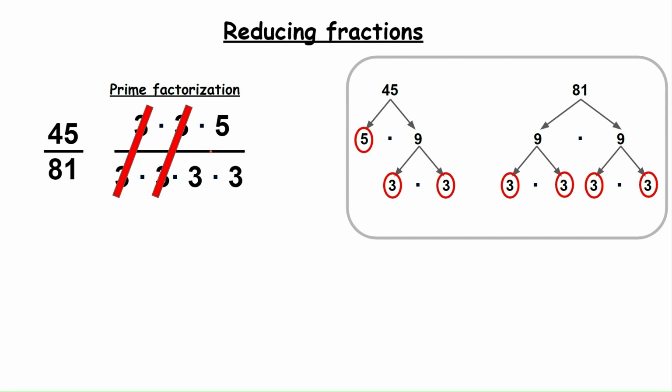So the numerator for our fraction is going to be 5. And for the denominator, we're going to multiply the remaining factors on the bottom. 3 multiplied by 3 is equal to 9.